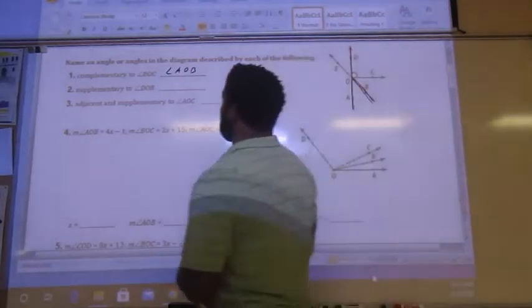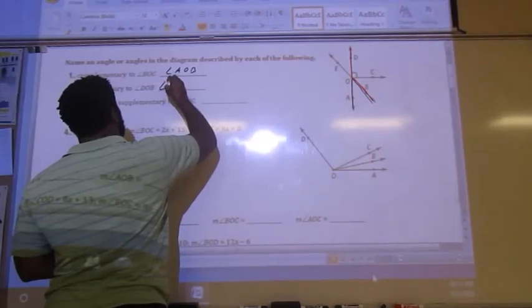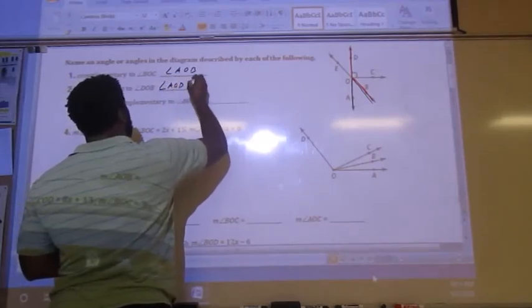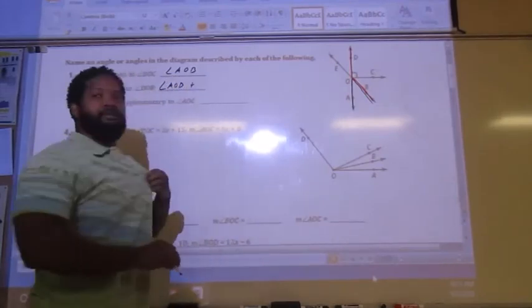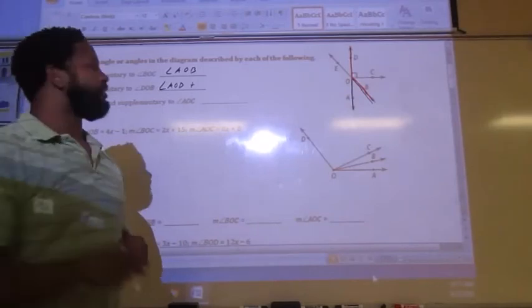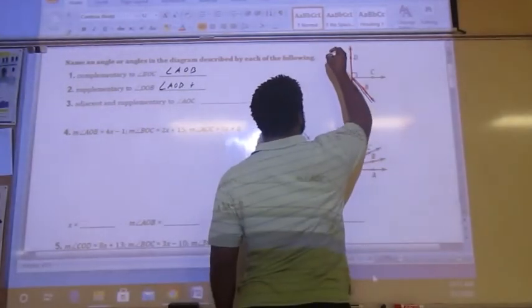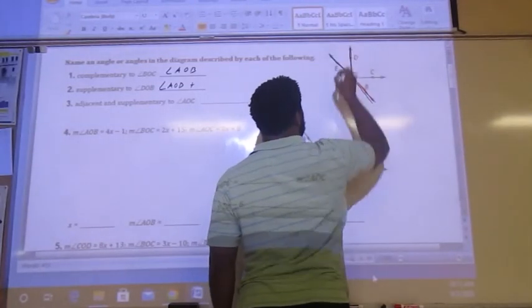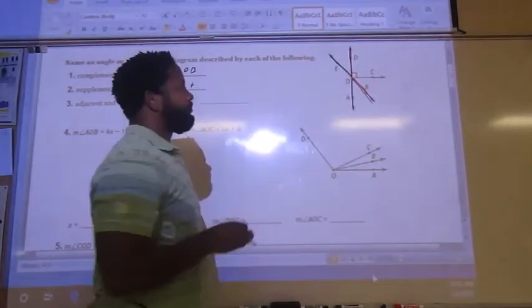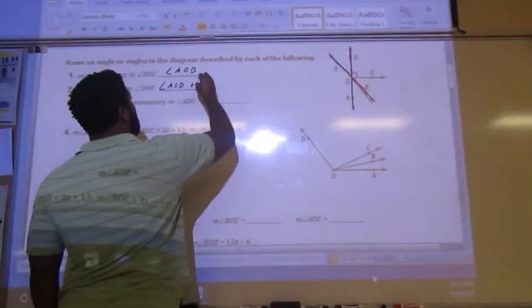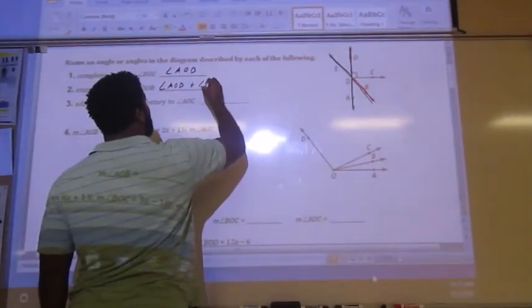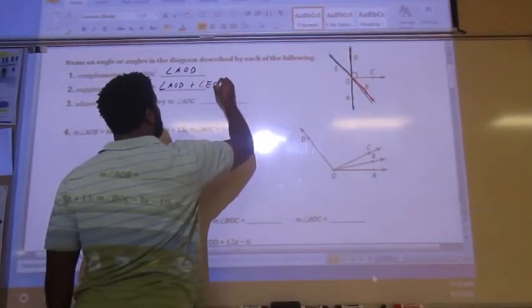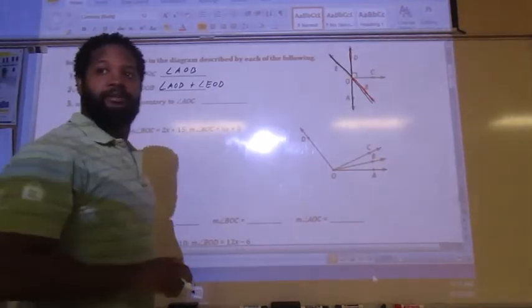You have angle AOB, and angle EOD, which makes sense. It's just which one makes it a straight line, because supplementary is 180, which is the straight line. Okay? Do you understand?